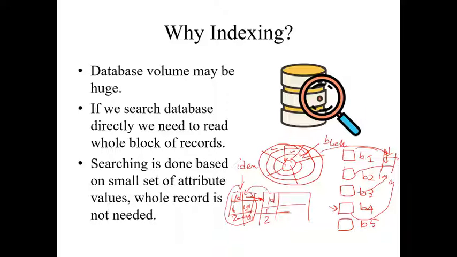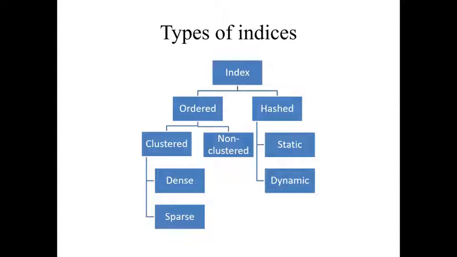In place of keywords, we are keeping the key attribute values. That attribute value helps us locate a particular record, because we are keeping the address along with this attribute value. These are the different types of indexing we can have in our database system. It is primarily categorized into ordered and hashed indexing. In ordered indexing, we have clustered and non-clustered, and under clustered we have dense and sparse. In hashed indexing, we have static and dynamic. In this lecture, we discuss only ordered indexing.